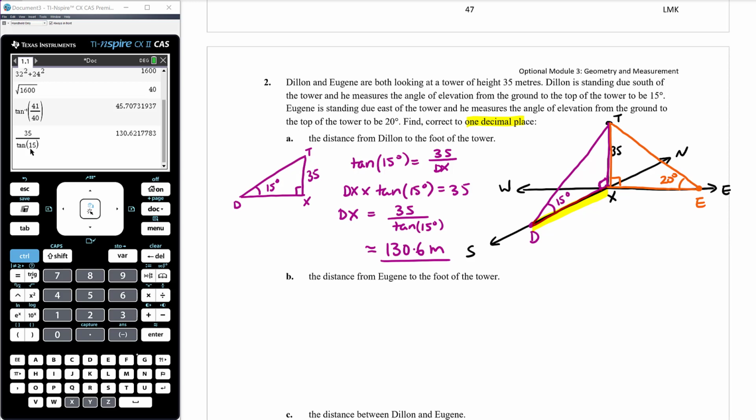Okay, then we want the distance from Eugene to the foot of the tower. So this time we want this distance in the orange triangle. So let's think about that.